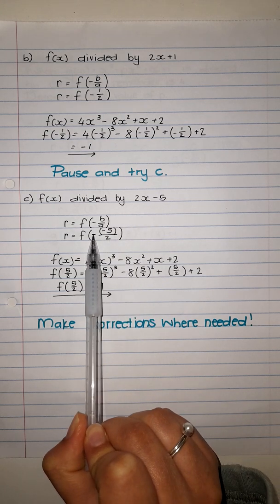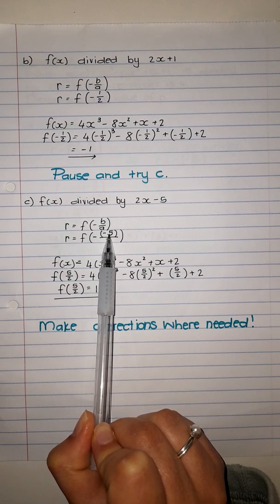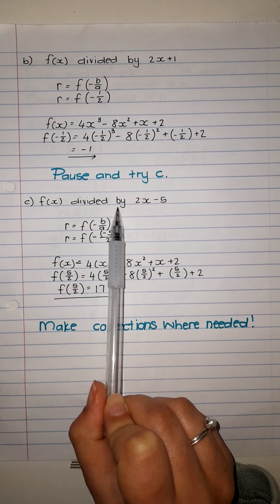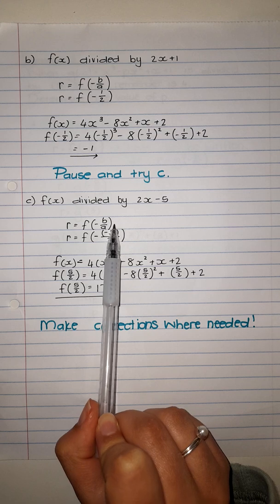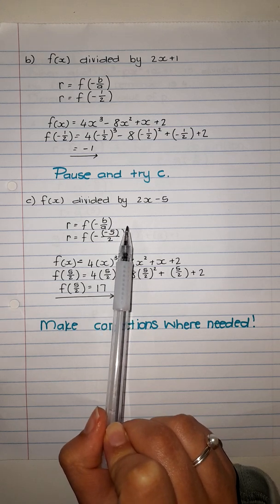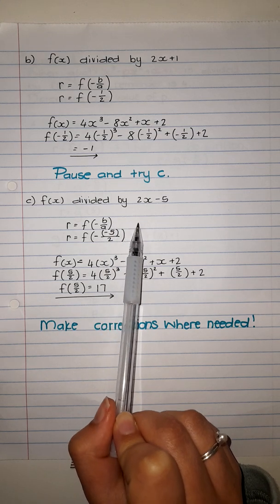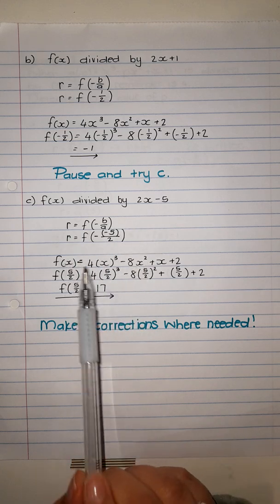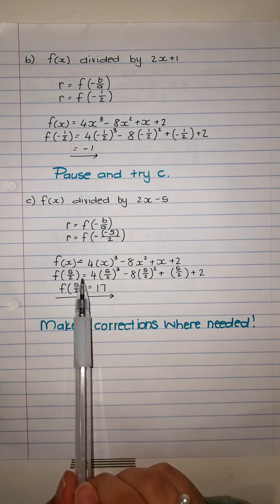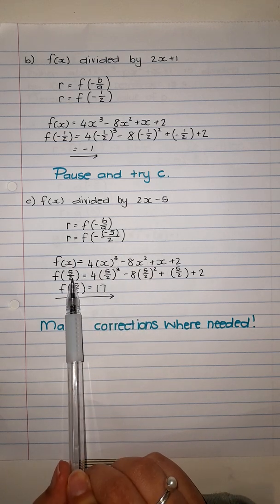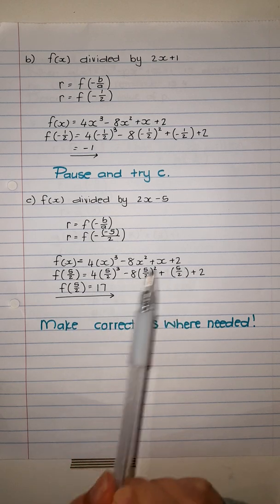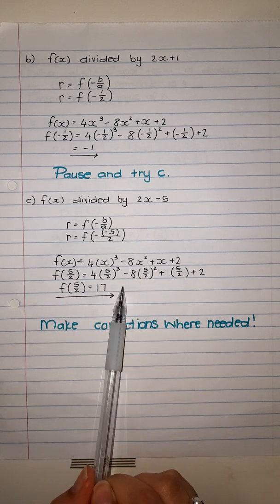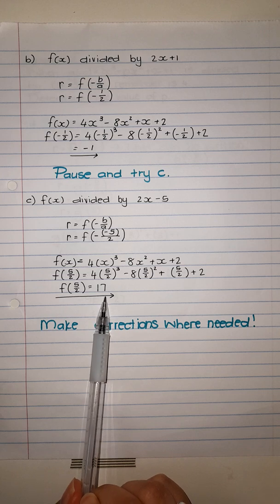Please remember, because negative times negative is a positive. Okay, so I substitute that into my formula, and this is unfortunately a formula you're not going to get on your formula sheet, so remember this. Okay, so now again I'm going to substitute. We find that as 5 over 2 wherever I see x, and our remainder for this question would be 17.